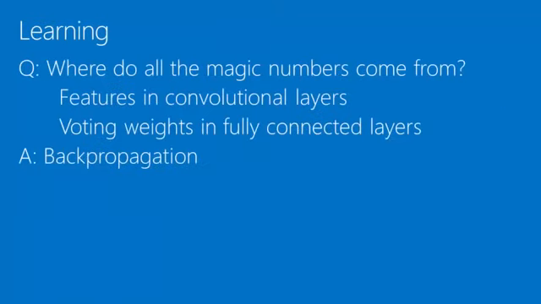So there are some things that we have glossed over here. You might be asking yourself where all of the magic numbers come from. Things that I pulled out of thin air include the features in the convolutional layers, those convenient 3 pixel by 3 pixel diagonal lines at the X. Also, the voting weights in the fully connected layers. I really waved my hands about how those are obtained.